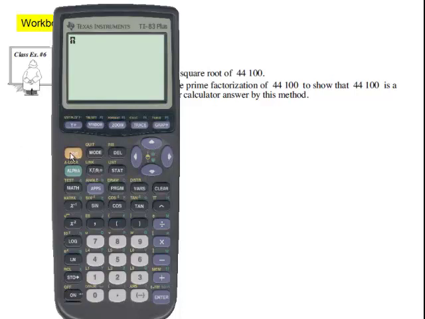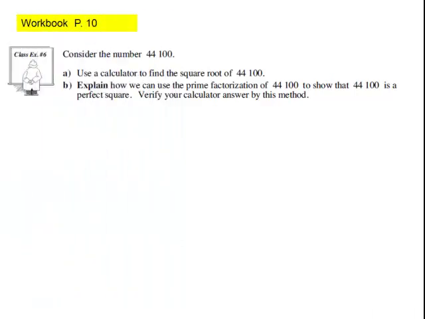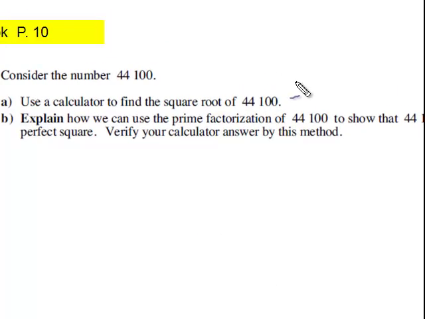For me, I have to hit second function square root. It's actually my x squared key, but you'll see the little yellow writing in the top left-hand corner shows the square root symbol. Then I enter my number, 44,100, close my bracket and hit enter. I know that the square root of this number is 210. Let's move that aside for a second. I'll write the number 210 here.